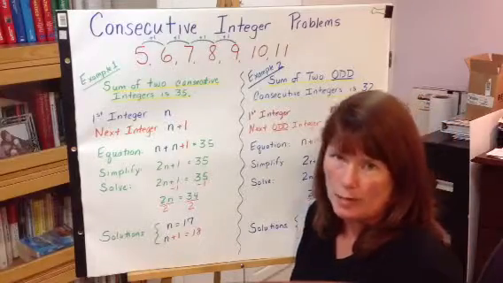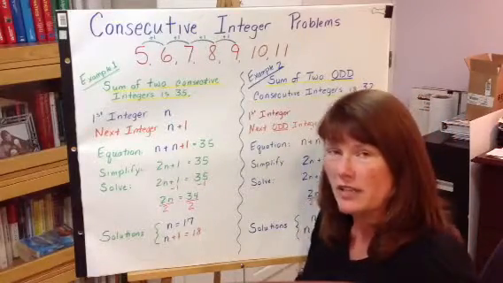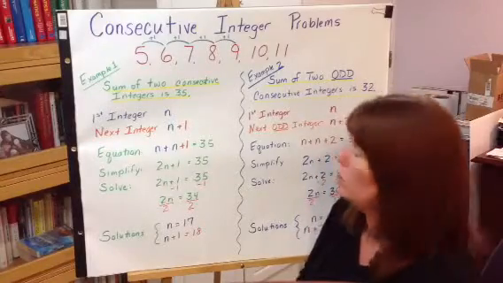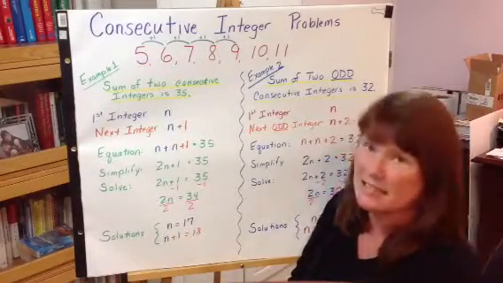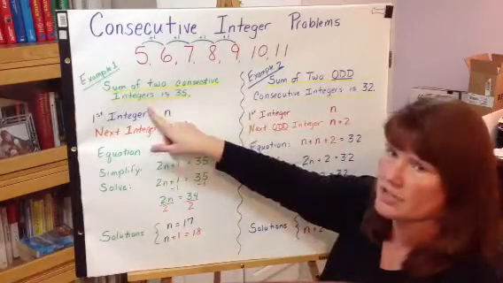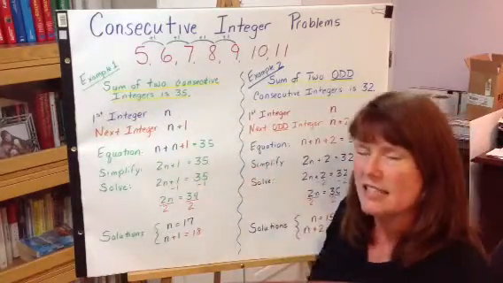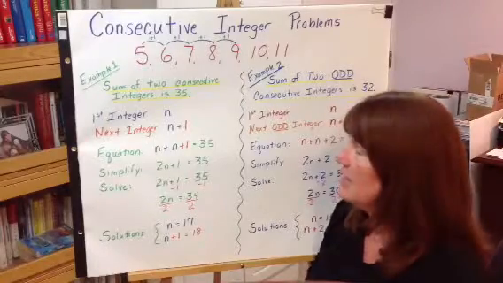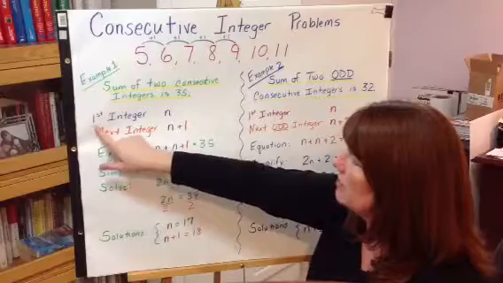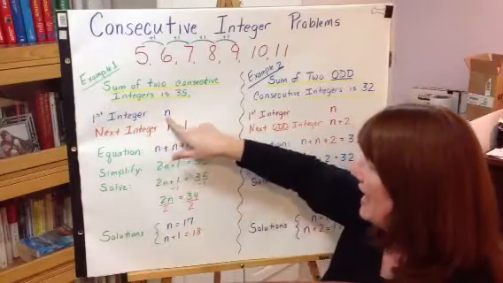We often have problems in algebra in which we are given the sum of consecutive integers and challenged to figure out what those integers are. In example 1, I know the sum of two consecutive integers is 35. Since I don't know what either number is, I have to start by assigning a variable. I'm going to call my first integer n.